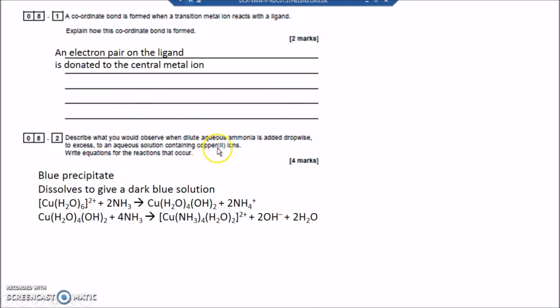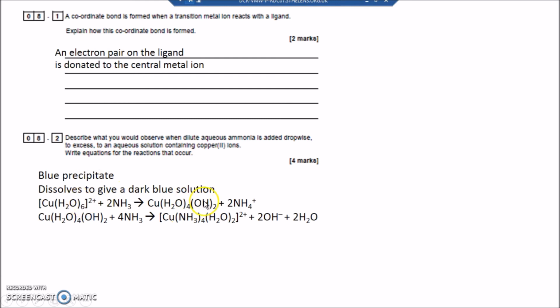Cu, if that's in 2 plus oxidation state, must be 2 left over, and what actually happens is that the ammonia replaces 2 of the waters. 2 of the waters get replaced and they form OH2, and it doesn't have any charge, and that's why it's a blue precipitate. Not having any charge means that it's not going to dissolve in the water. It's got no charges to form any polar bonds to the water molecules. So having no charge means that it's a blue precipitate.